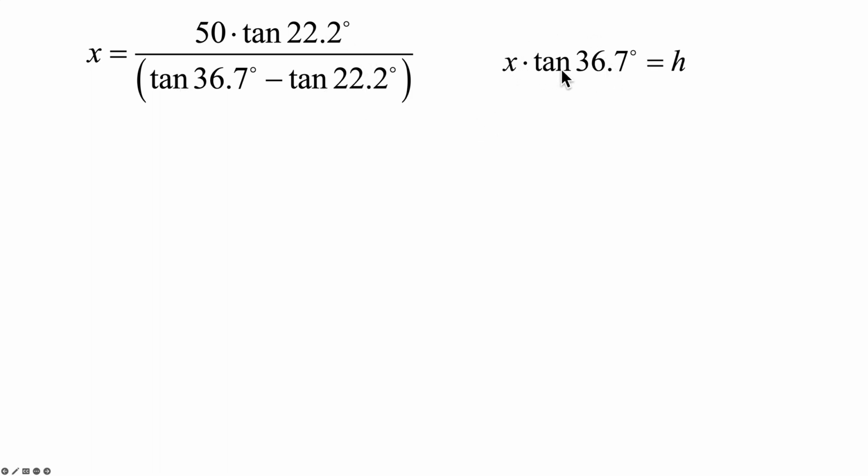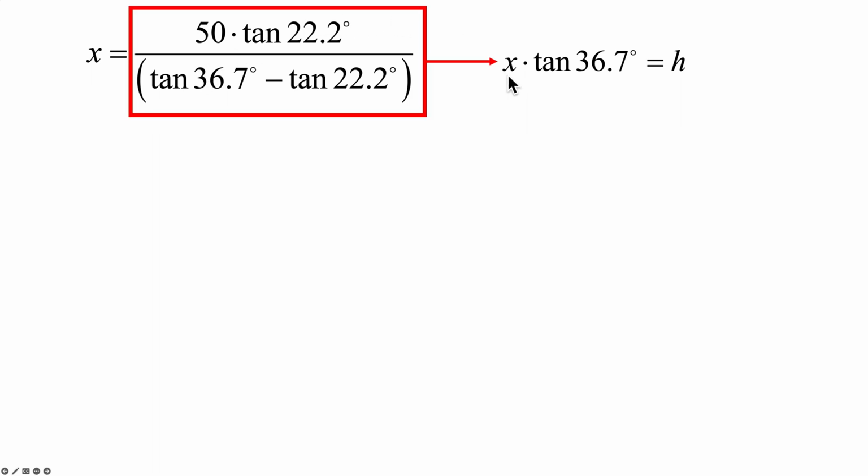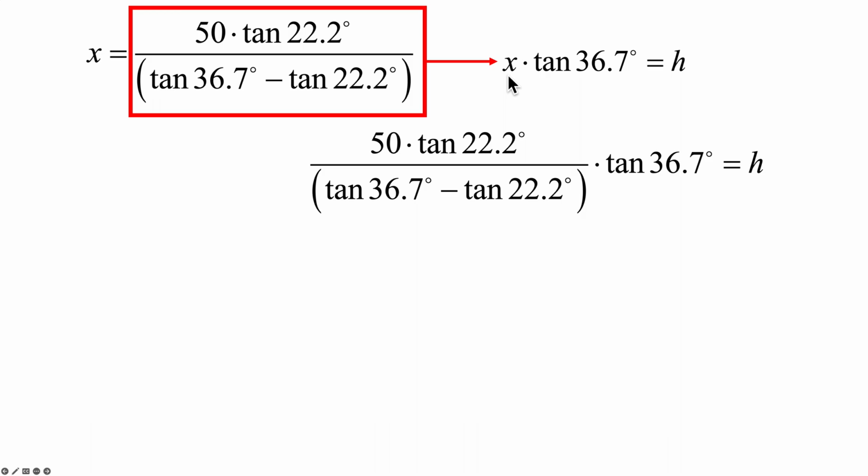Here's my x times the tangent of 36.7 degrees. Remember, I don't need to know this numerical value. I just need to know what x is equal to. This is what we would consider an exact value. Don't find its decimal because you will round it and you'll alter the answer. So we're just going to take all of this for x and substitute it in for that x. And there is my answer for h. So we need to type all of this into the calculator.